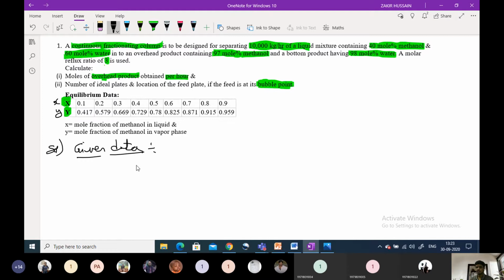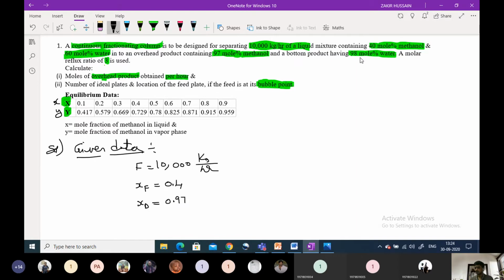The feed contains 10,000 kg per hour of liquid mixture. In this 10,000 kg per hour, the mole fraction of the more volatile component, which is methanol, in the feed is 0.4, 40 divided by 100. The 60 we can neglect, because we are not considering the less volatile component. Then the overhead product contains 97 mole percentage methanol. They are referring to this as XD. XD is equal to 0.97, 97 divided by 100.